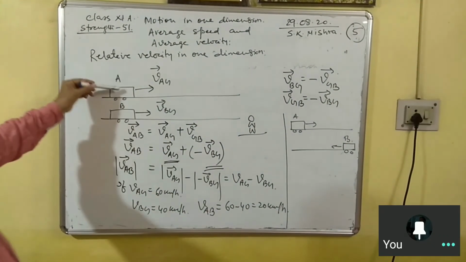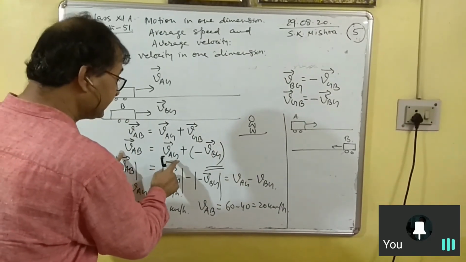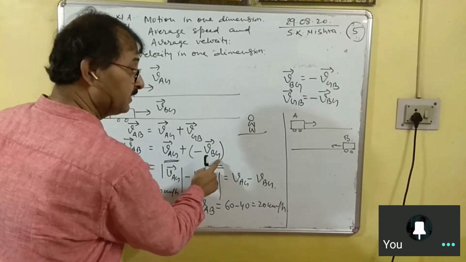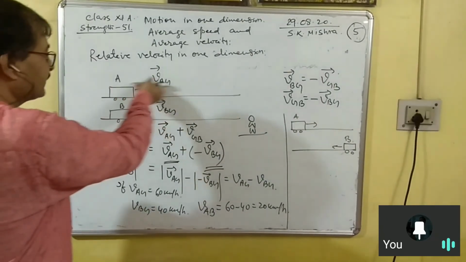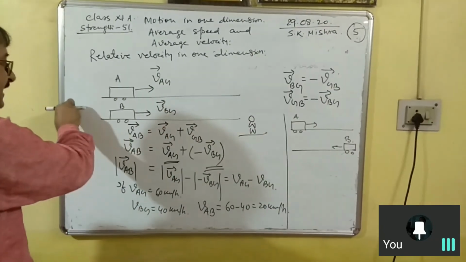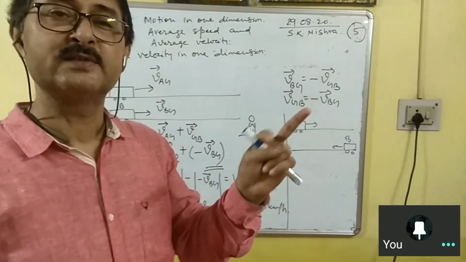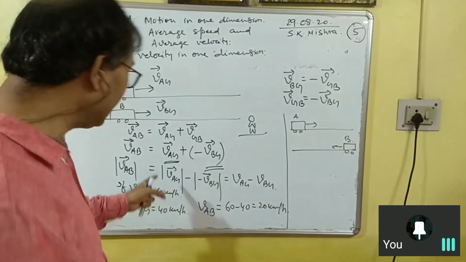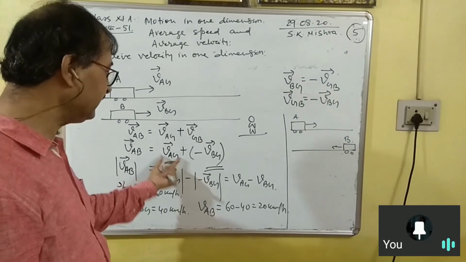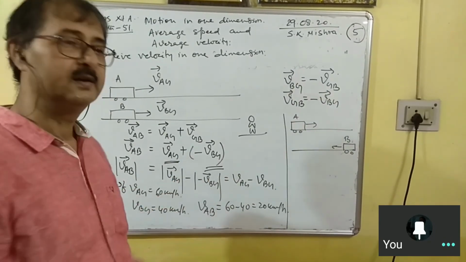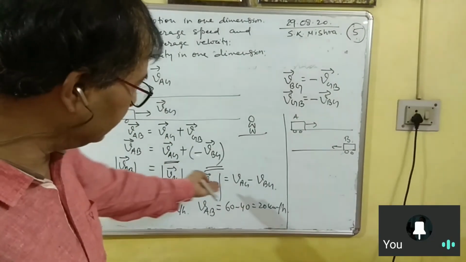Same direction. But you have to consider VAB. The final result is VAG plus minus VBG. So you have to see the vectors VAG and minus VBG. VAG is along this direction, minus VBG is along this direction. So now think about two vectors acting opposite to each other. What will be the resultant? The magnitude of the resultant is the magnitude of this velocity minus the magnitude of this velocity. Whichever is a vector quantity, the same rule is applicable.